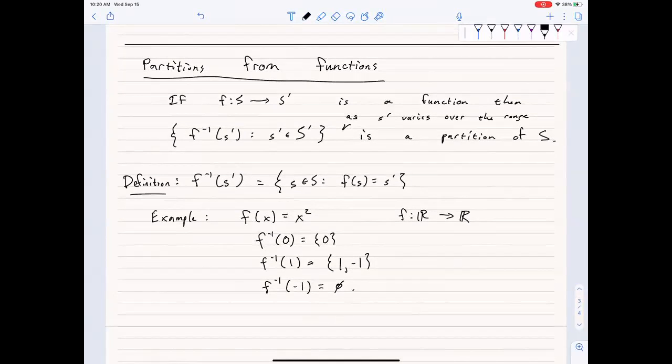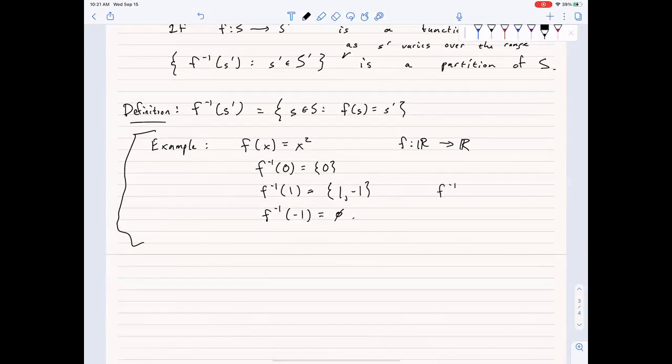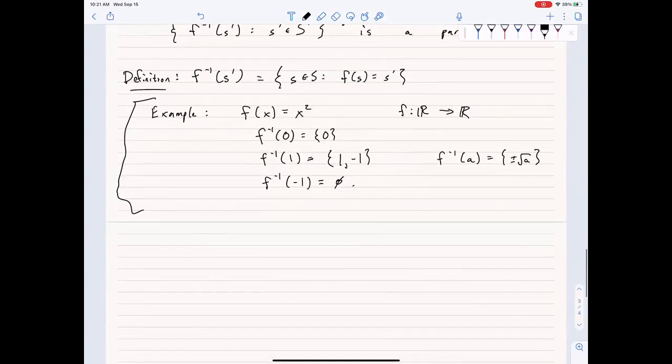So the point is, what is the equivalence relation here? This is an example of a partition from a function. You can see that the subsets you get, f inverse of A, is going to equal plus or minus the square root of A. Indeed, this corresponds to the equivalence relation where A is equivalent to B if and only if the absolute value of A equals the absolute value of B. You can verify that's an equivalence relation.